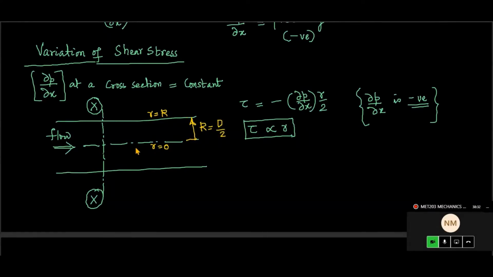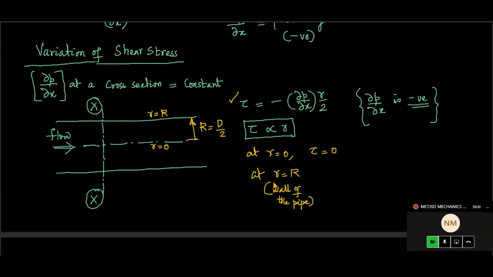So from this relation, at R is equal to 0, shear stress tau is also 0. And at R is equal to capital R, that is the wall of the pipe. In numerical problems, we will be asked to calculate the shear stress at the wall of the pipe. Then we use this equation primarily.